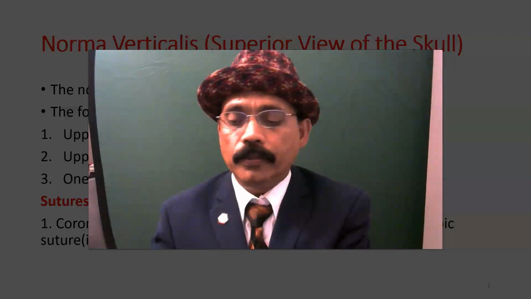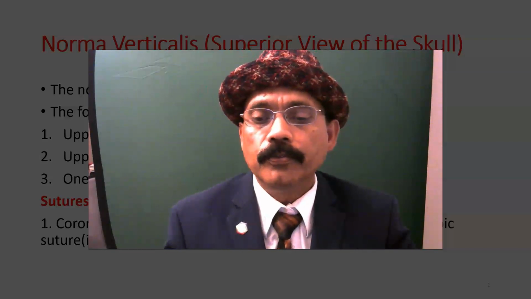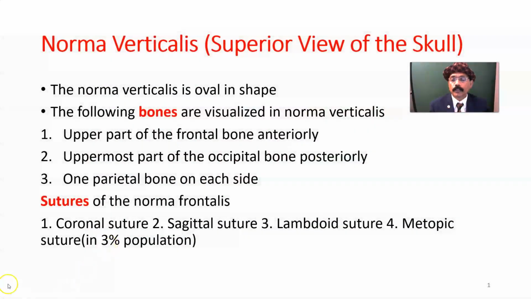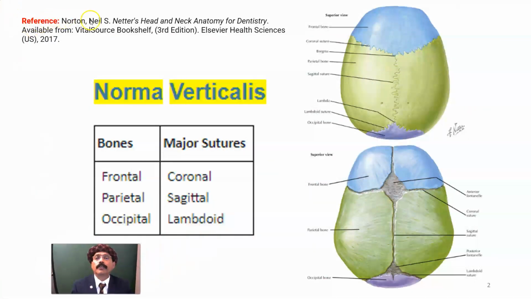Okay, so we have the sutures and the bones. If you go to the next slide, here is a very nice presentation from Netter's Atlas. This is the reference. Okay, so Norma verticalis, bones.